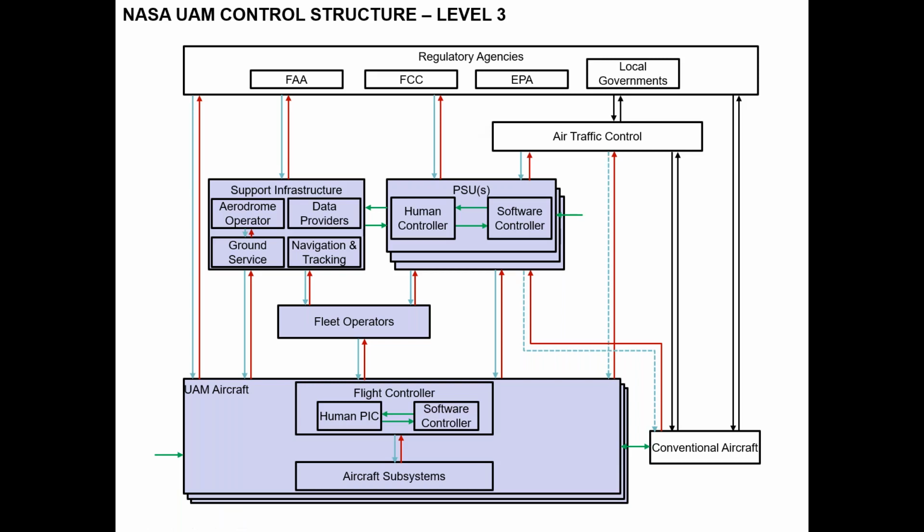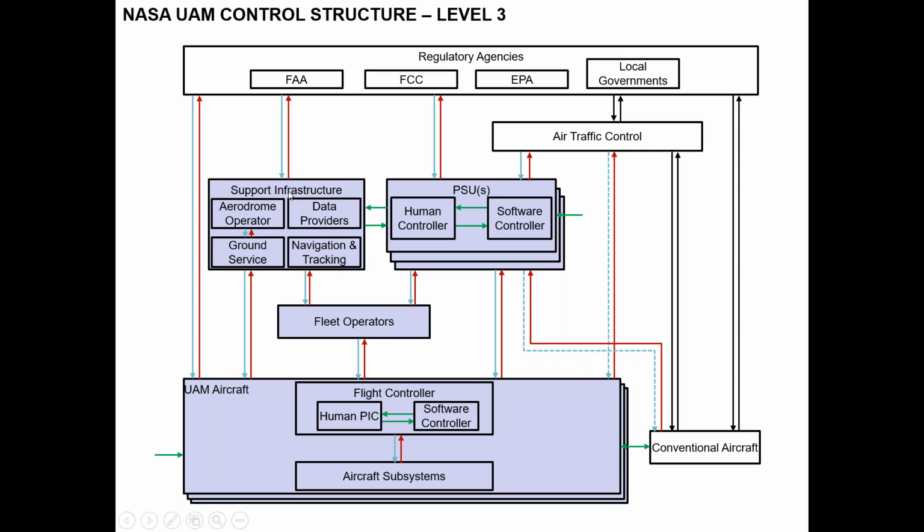You'll notice at the top here, we even include the regulatory agencies, including government and local government, because they're part of the problem, as we've seen in some of the recent big, well-known aircraft accidents. We include air traffic control over there on the left. There's conventional aircraft up in the air over on the bottom right. The stuff that I shaded in purple is directly part of UAM.